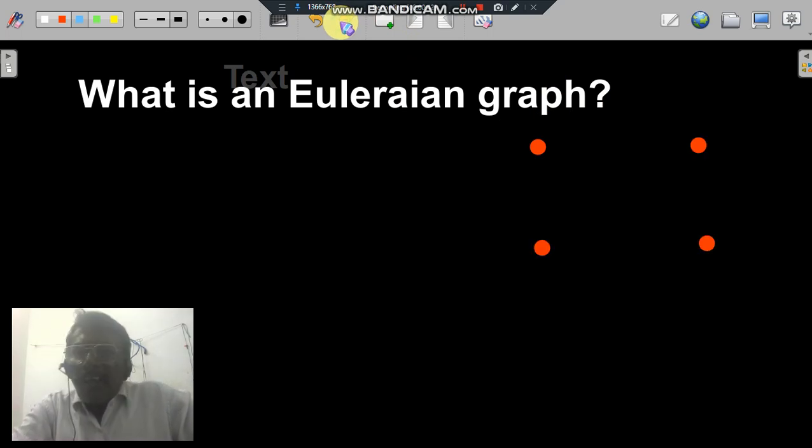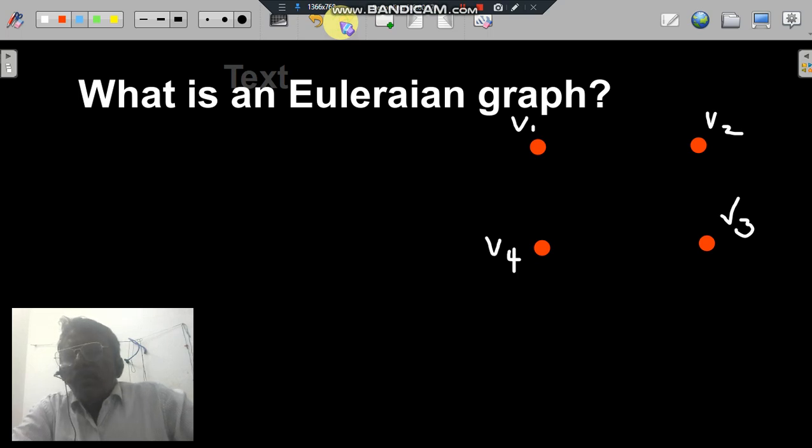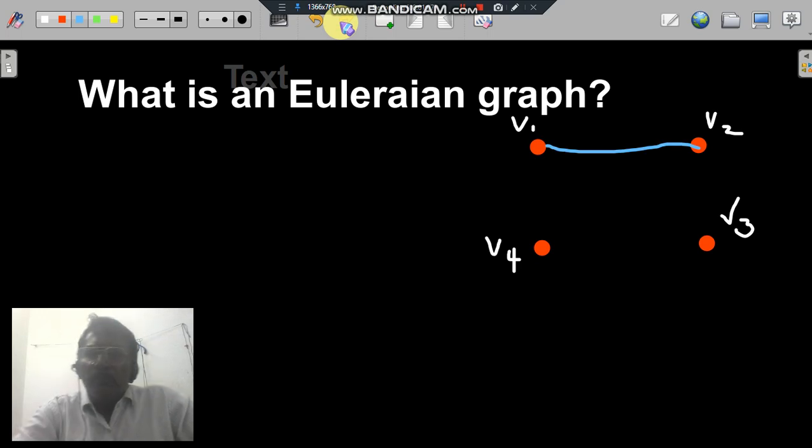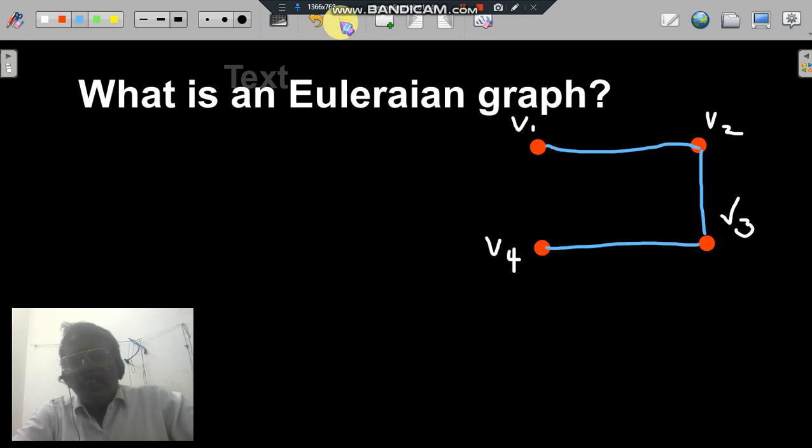vertices I have plotted on the blackboard. I call them V1, V2, V3 and V4. Now I am going to make an edge between the vertices here, from V1 to V2, and then from V2 to V3, V3 to V4 and V4 to V1.